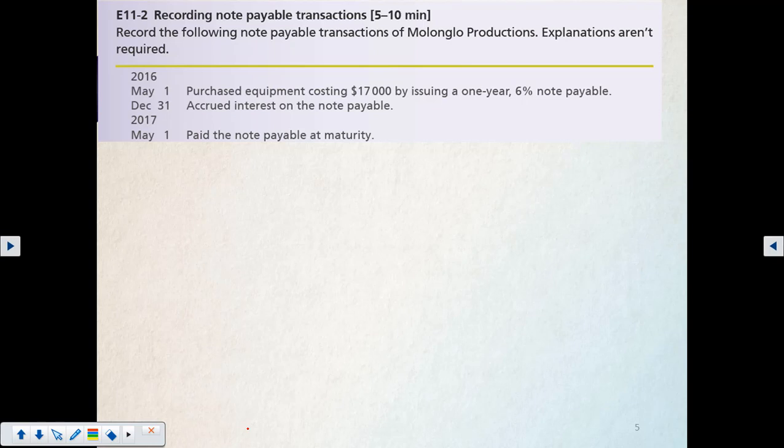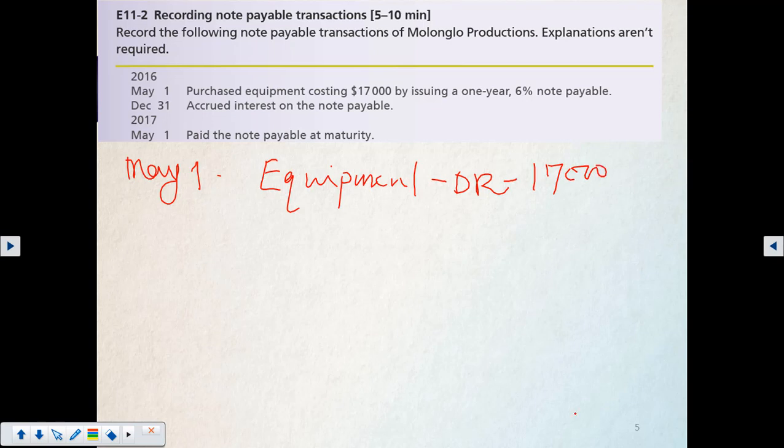What is the first one? Okay, the first one, our friend, what's your name? Praveen. Okay. Wrote equipment debit. What is the amount? $17,000 and cash credit.